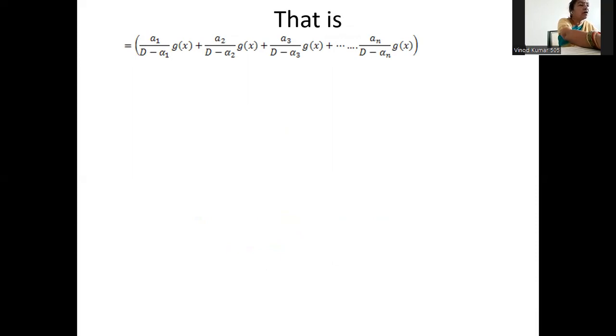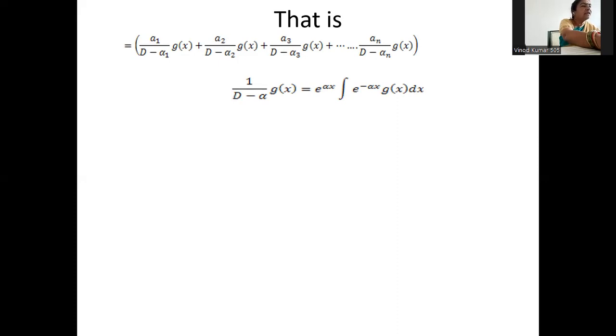They are all of the same type, 1 by D minus alpha i on g of x. We know that 1 by D minus alpha on g of x is a function of x. Let us assume that it is h of x. Pre and post multiply this particular equation by D minus alpha. D minus alpha into 1 by D minus alpha on g of x is equal to D minus alpha on h of x.